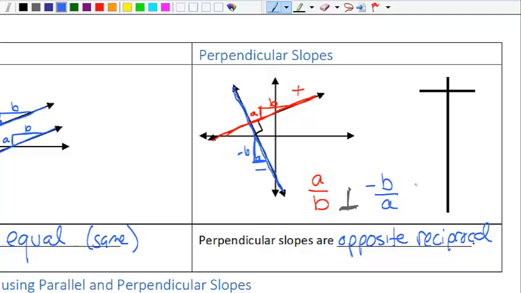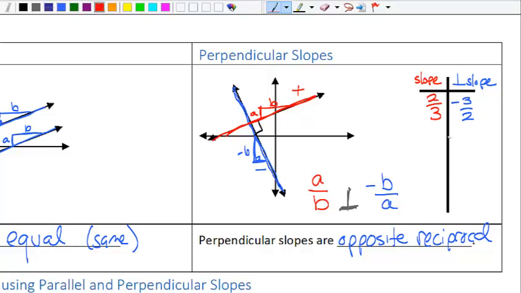To really emphasize this, I'd like to give you a couple examples. So let's say my slope was 2/3. So this is my slope. I want you to be able to get a perpendicular slope. So if my slope was 2/3, what would the perpendicular one be? Negative 3/2. Opposite, meaning positive to negative. Reciprocal, the top goes to the bottom, bottom goes to the top.